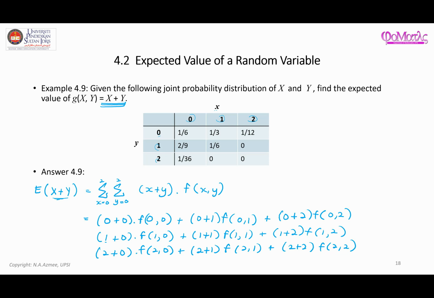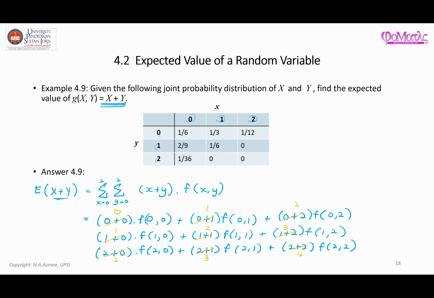Next you can see that this value here becomes 0, this one is 1, this one is 2. So I'm just going to do the process here: this is 1, this is 2, this is 3, this is 2, this is 3, this is 4.